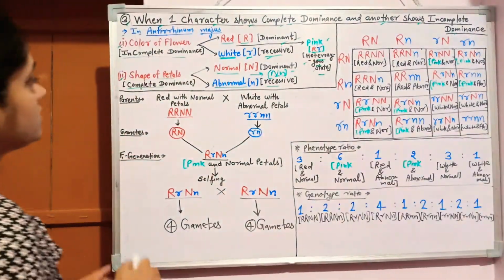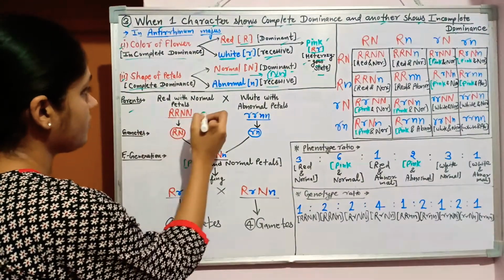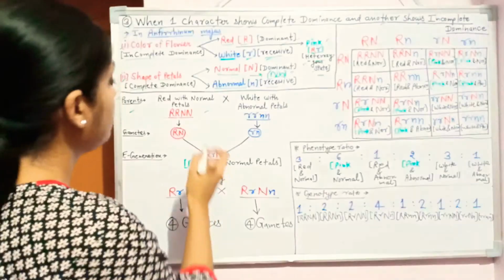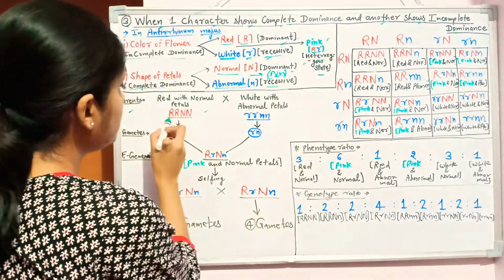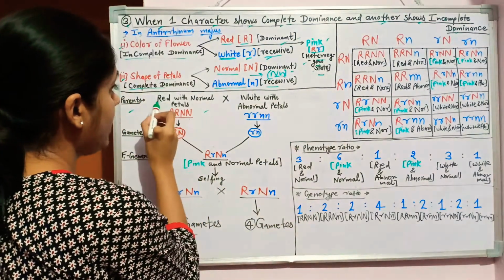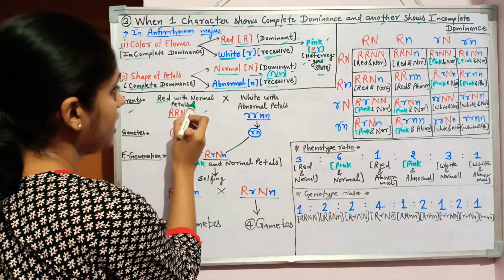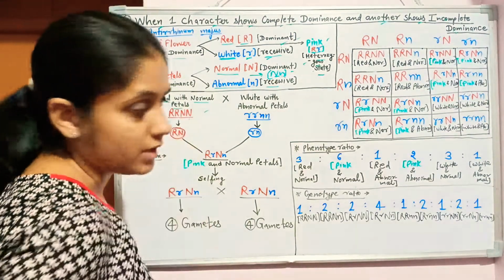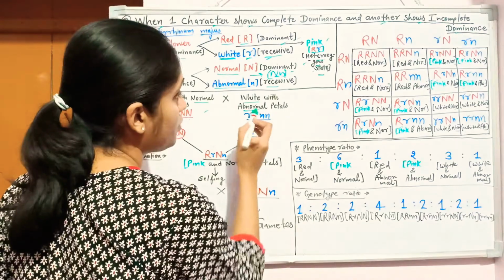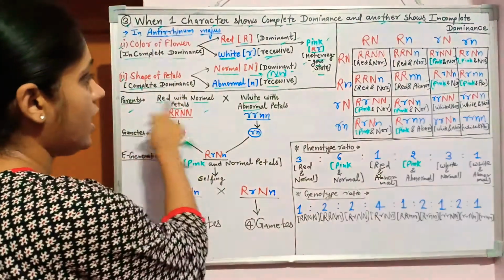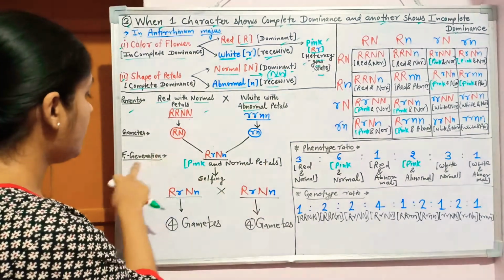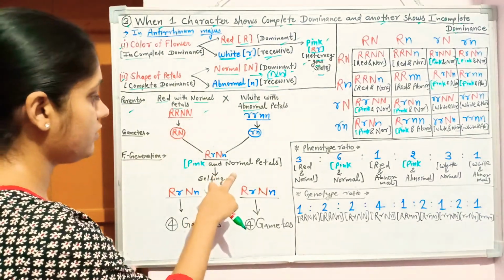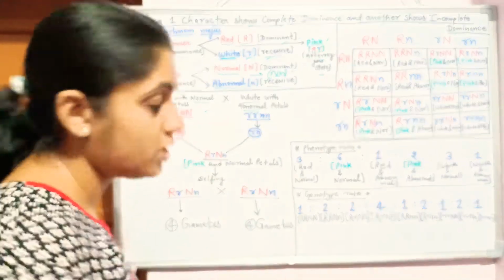Then we will do the cross. First of all, you take the parents, both homozygous for both characters: the first parent has red flowers with normal petals and the second has white flowers with abnormal petals. Then we form the gametes, and after gamete formation we get the F1 generation.